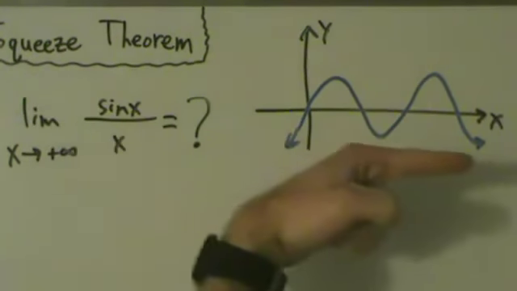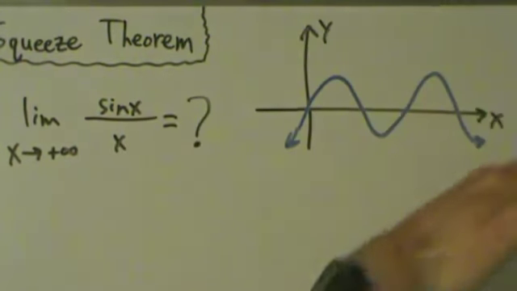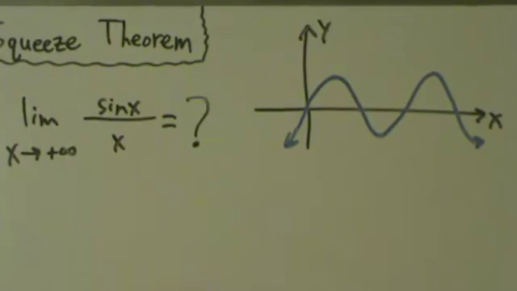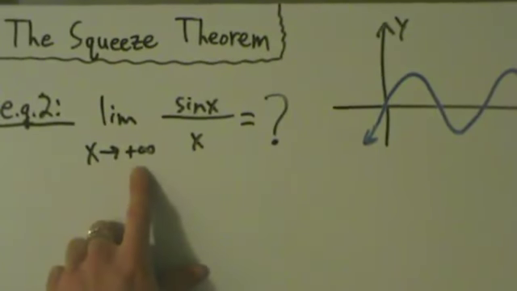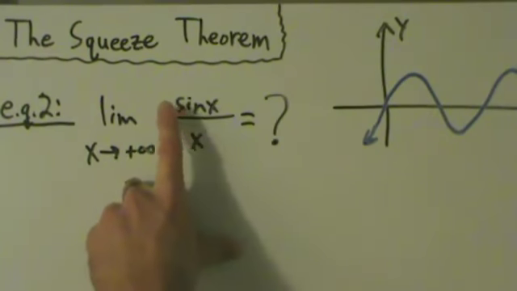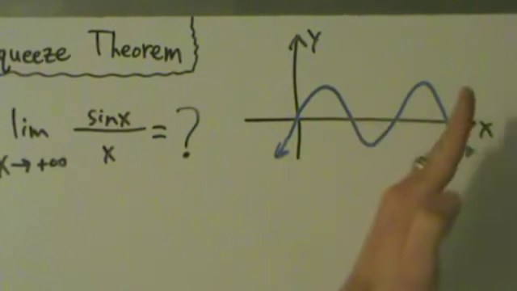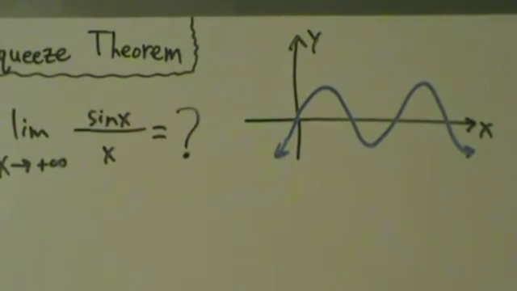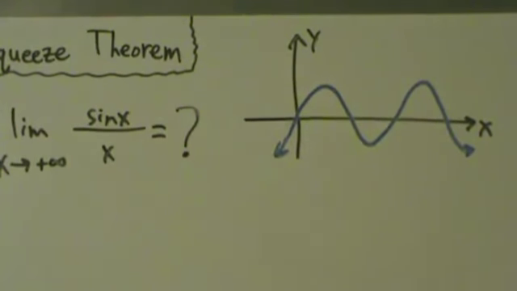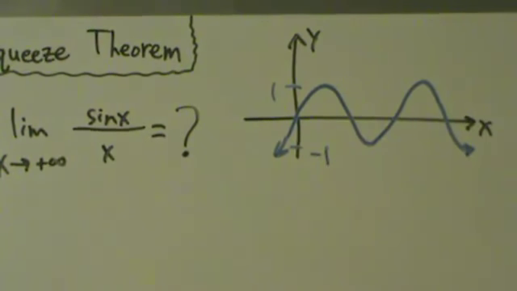And as x shoots off to positive infinity, what's the sine function doing? It's just oscillating back and forth, back and forth. It never stops oscillating. So as x goes off to infinity, the limit as x goes to infinity of sine of x isn't really defined, because sine of x just oscillates, it bounces back and forth. But what is it bouncing back and forth between? It's bouncing back and forth between 1 and negative 1, right?